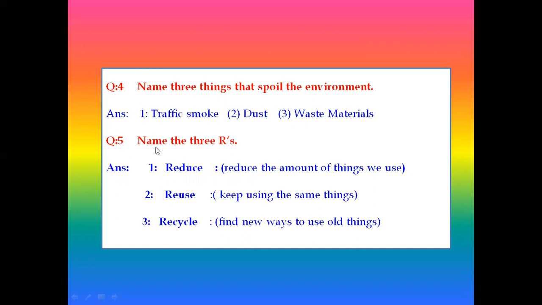Question number five. Name the three R's. Number one, reduce. Number two, reuse. And number three, recycle. Now, what is reduce? Number one is reduce. Reduce the amount of things we use. Reuse, keep using the same thing. Recycle, find new ways to use old things. Okay, students, these are your question answers. You first write in your notebook and learn.